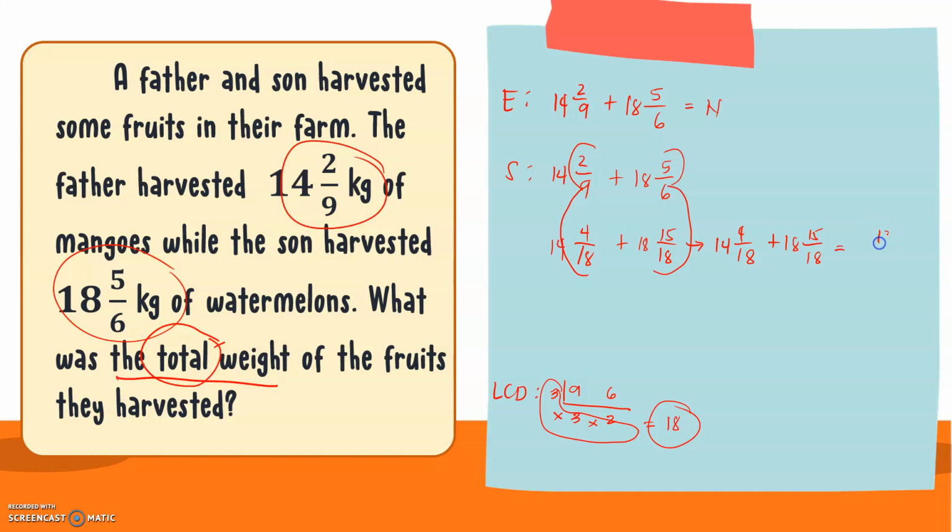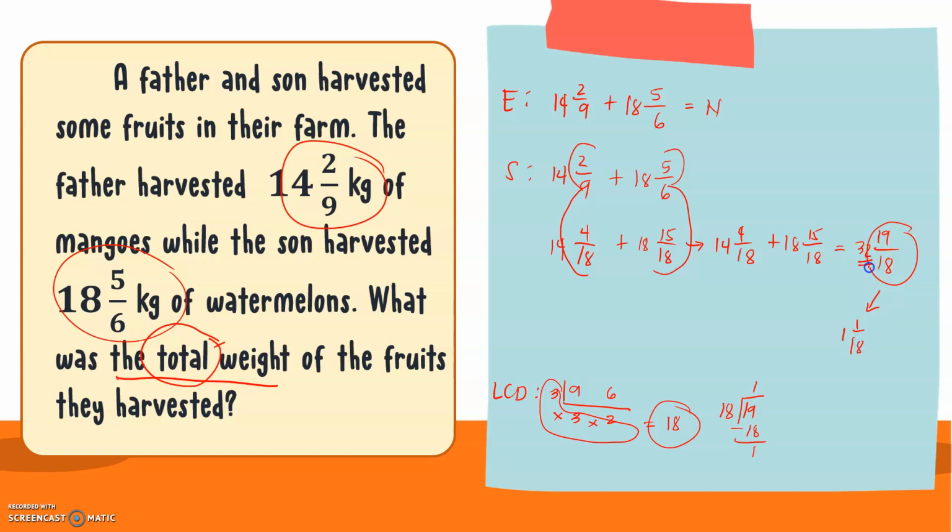4 plus 15 is 19. The common denominator is 18, and 14 plus 18 is 32. Our fraction here is an improper fraction, so it means that we will need to change it into a mixed number. We'll do that by dividing the numerator by the denominator. 19 divided by 18 is 1. 1 times 18 is 18, and we'll have a remainder of 1. So if we rewrite 19 over 18, that will be equal to 1 and 1 over 18.